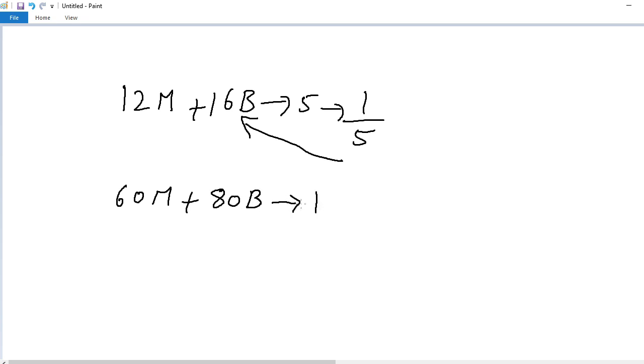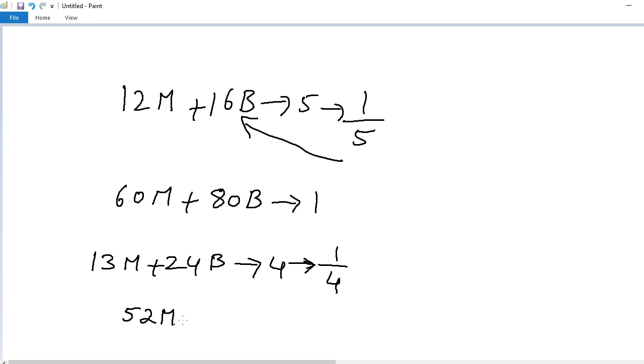within 1 day. Similarly, 13 men and 24 boys can do the same work in 4 days. So within 1 day, they complete 1 by 4th of the work. By simple cross multiplication, 4 into 13, 52 men, plus 24 into 4, 96 boys are required to complete the entire work in 1 day.